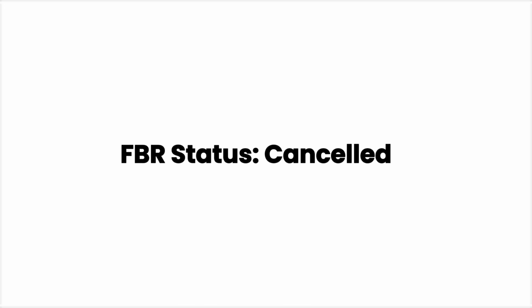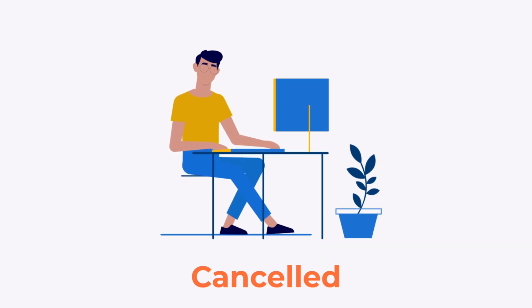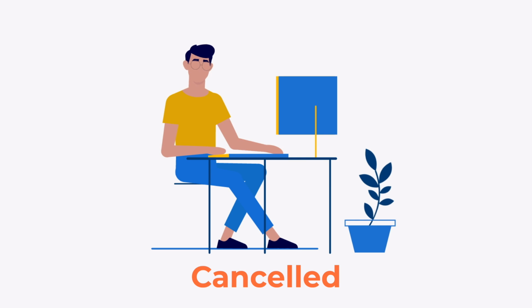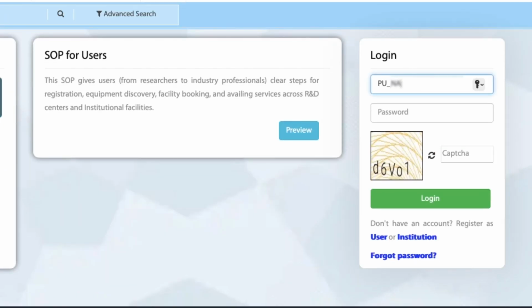FBR status: Cancelled. Once FBR is cancelled by the public user, no action can be taken by the public user and technologist or operator. Public user can see the list of cancelled FBR and their details. To view the cancelled requests. To view cancelled FBR, log in as a public user.